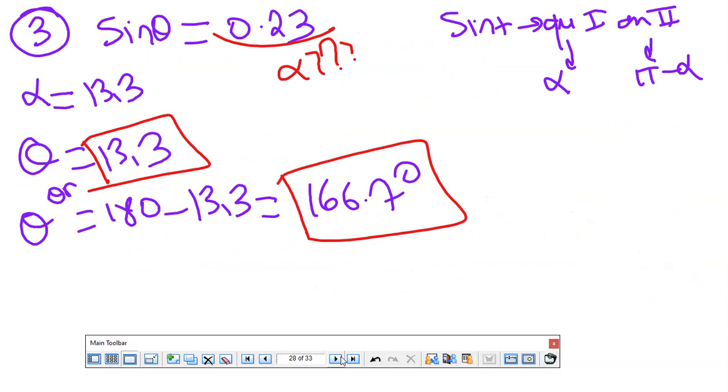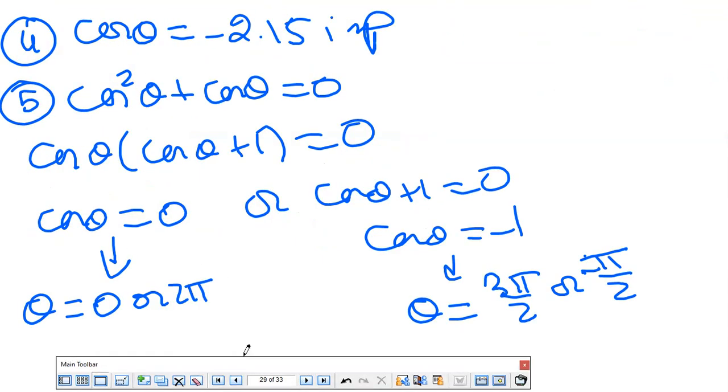Exactly the same. 3: sine positive means quadrant 1 and quadrant 2. So shift sine 0.13 gives me 13.3, which is alpha, and pi minus alpha. So it's 13.3 and 180 minus 13.3. 4: cosine minus 2.15, impossible.